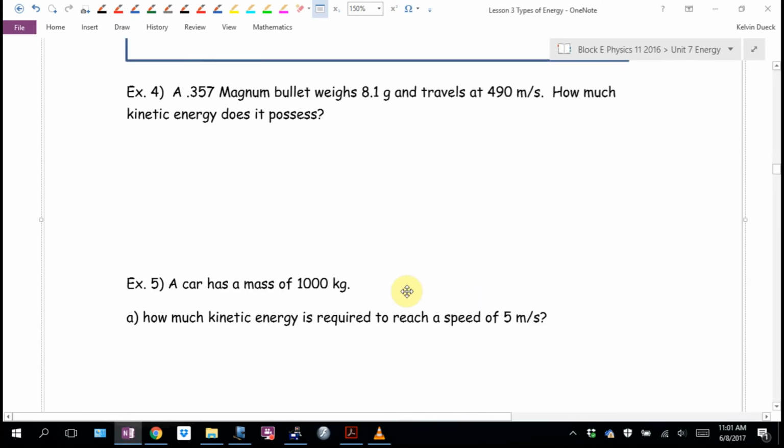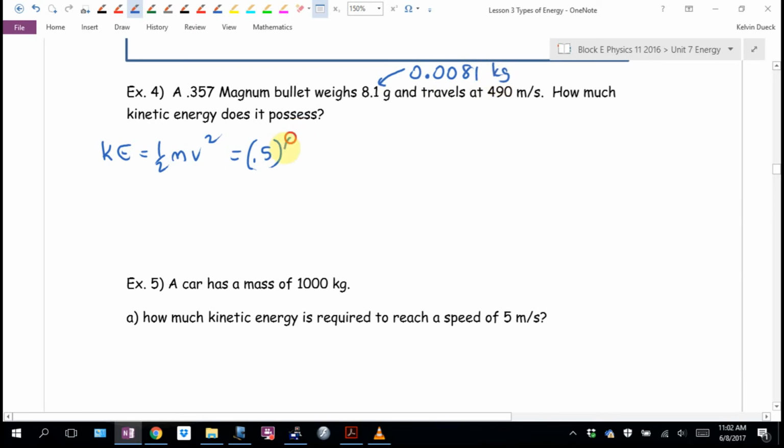Okay. So let's crunch some numbers here. I looked this up. These numbers are reasonably accurate. A 357 Magnum bullet weighs 8.1 grams, and it travels at 490 meters per second. How much kinetic energy does it possess? Kinetic energy is 1/2 mv². 0.5. What's the mass? Be careful. Don't say 8.1. Why can't I use 8.1? We don't do physics with grams, so 8.1 grams, how many kilograms? I think 2 zeros and then 8.1, yes, when you divide by 1,000.